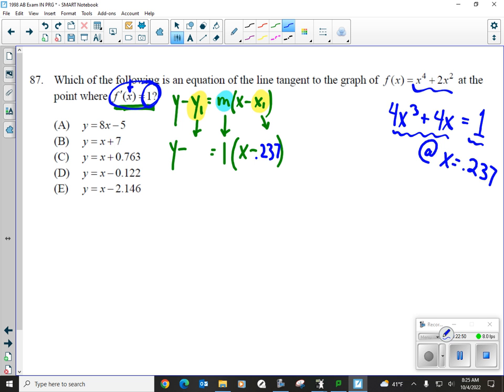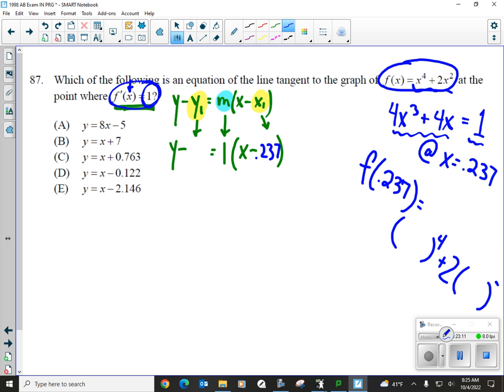0.237. Okay, I need to find y. I always go back to the original equation when I have an x to find a y. So f, I'm going to plug in my x, which is 0.237, into both of my x's. So it's x to the 4th plus 2x squared. And again, 0.237.